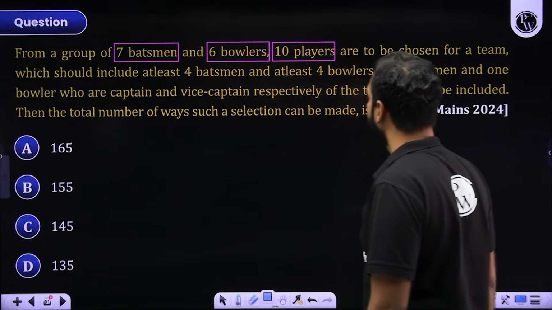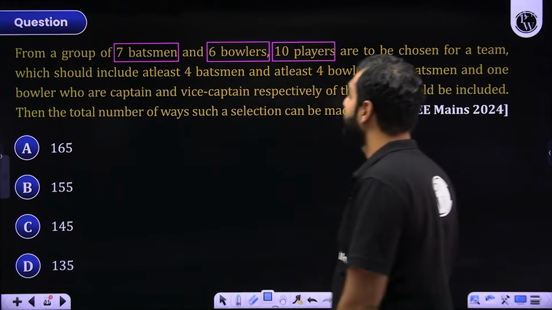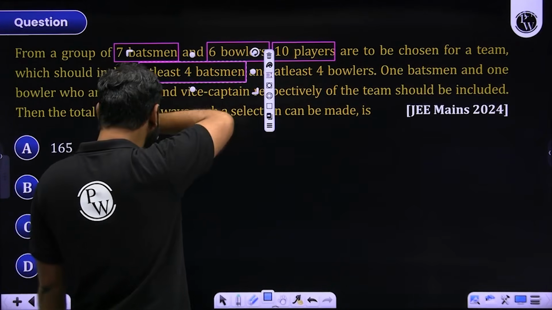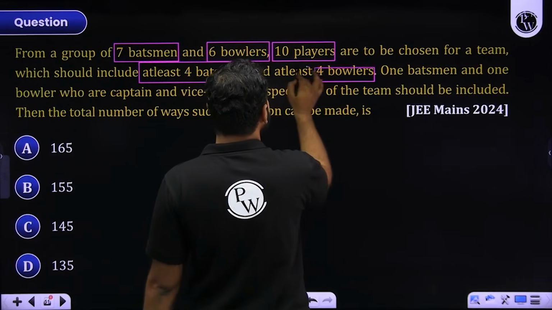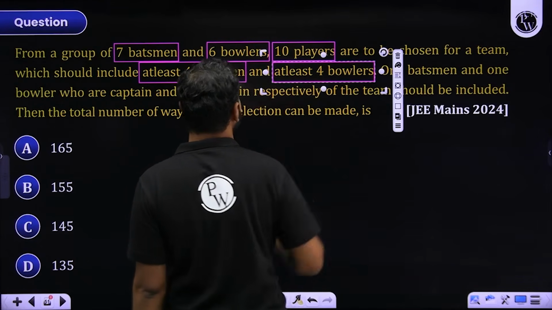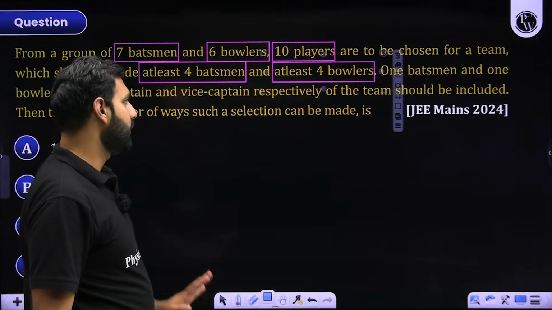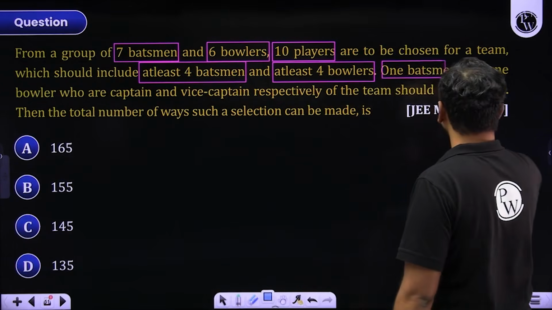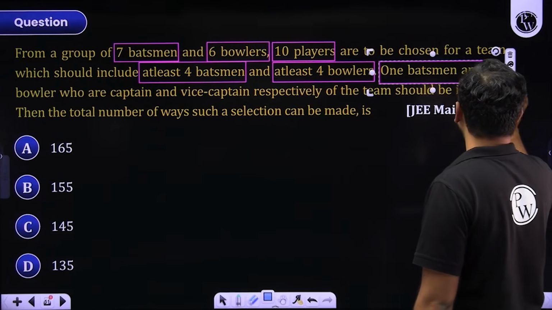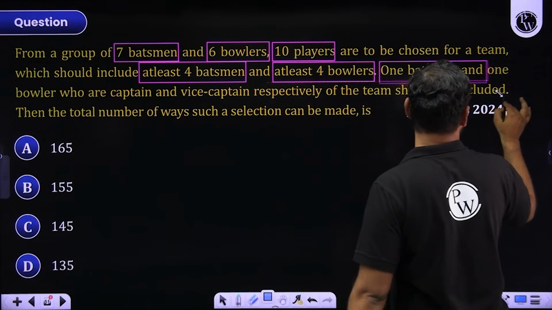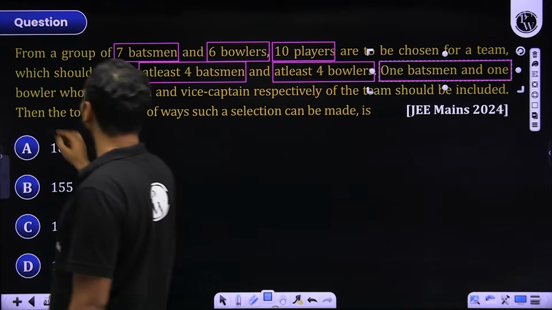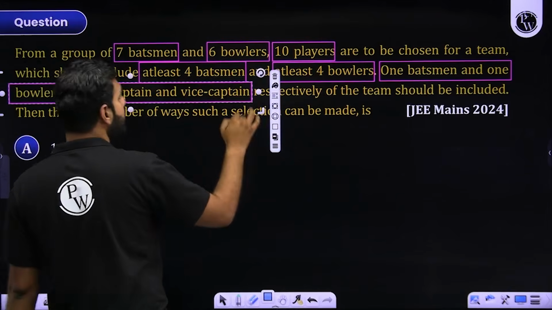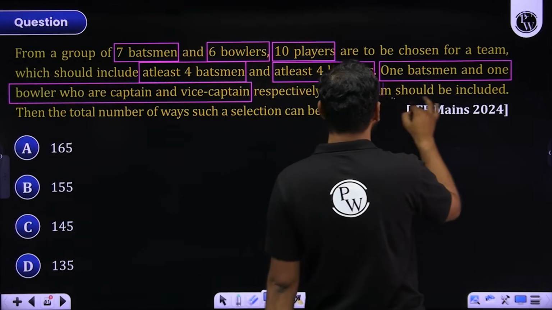So we have the data. Now it has a constraint. What is that constraint? That it should include at least 4 batsmen and at least 4 bowlers. So the team must have at least 4 batsmen and 4 bowlers. Okay. There is one more condition. One batsman and one bowler who are captain and vice captain respectively should be included. So these 2 players are already included.